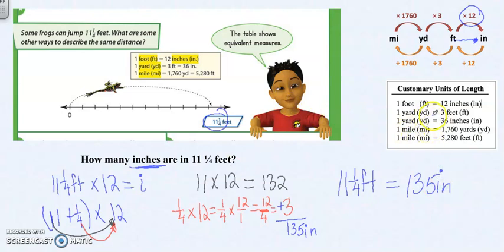That wasn't so bad. I didn't even really need to use this chart. I think this chart helped me a lot more. So you can pick which one you want to use when you're solving a problem.